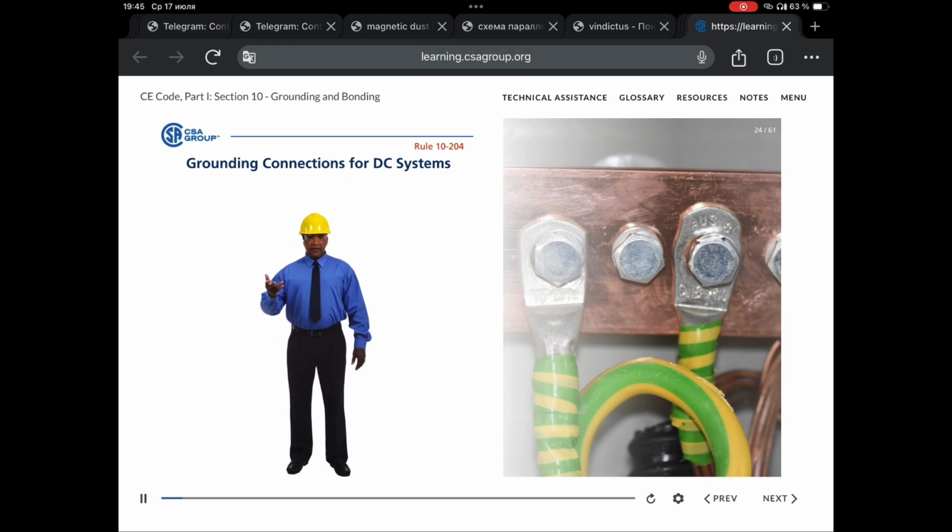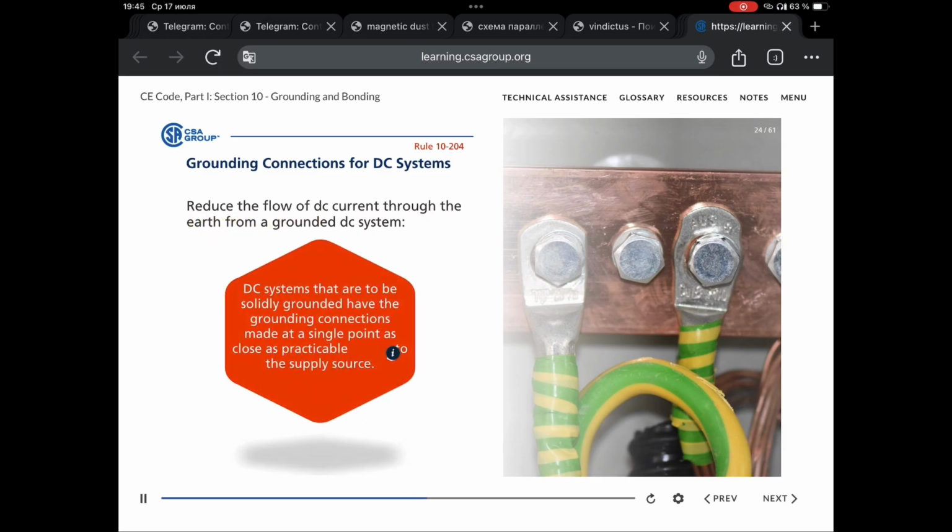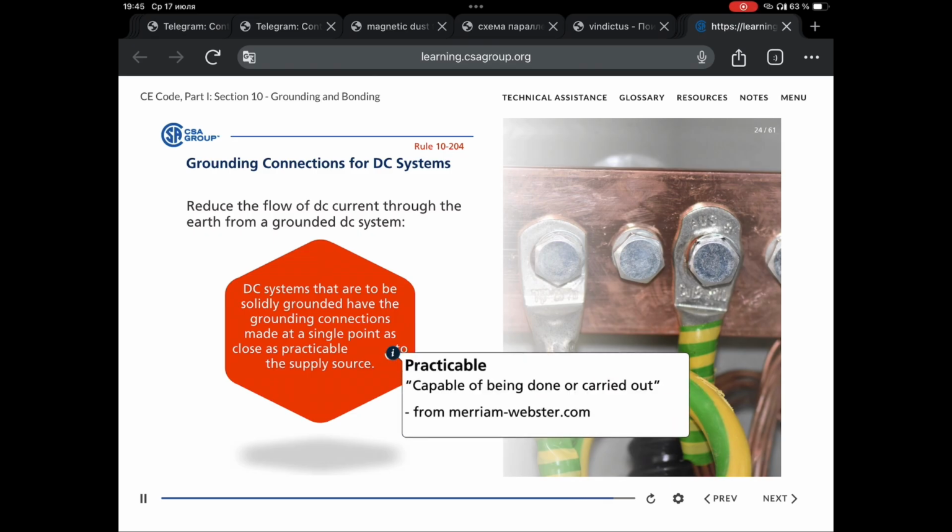Direct current flowing through the earth tends to seek out a metal ungrounded system, such as a municipal water system, which may suffer severe electrolytic corrosion when DC systems are grounded. To reduce the flow of DC current through the earth from a grounded DC system, it is required that it is solidly grounded, with the grounding connections made at a single point, as close as practicable to the supply source. This can ensure that the connections to ground do not result in the earth becoming a return path for electrical current.